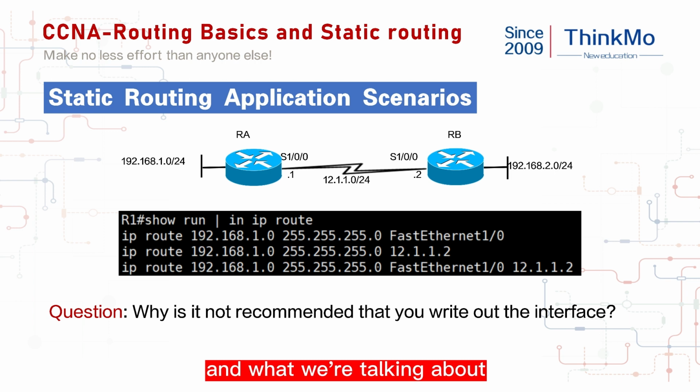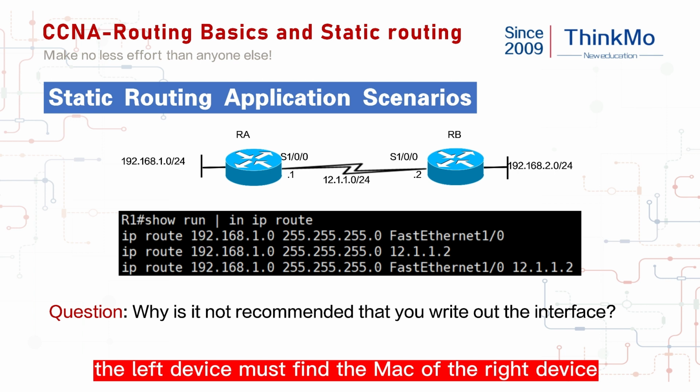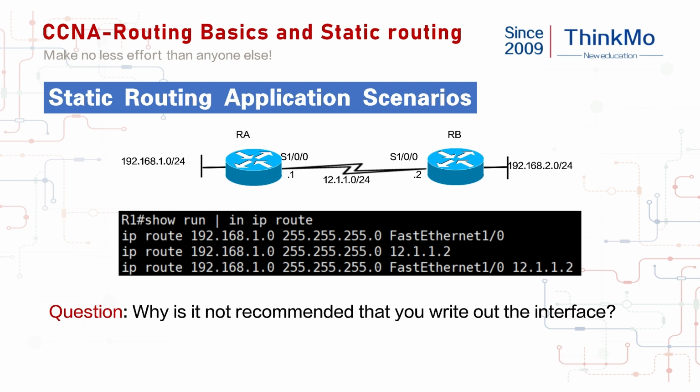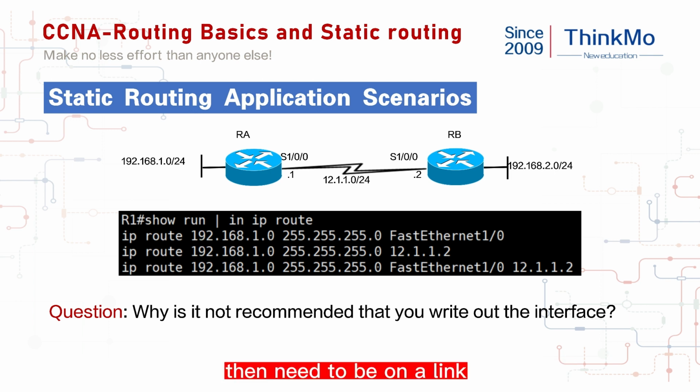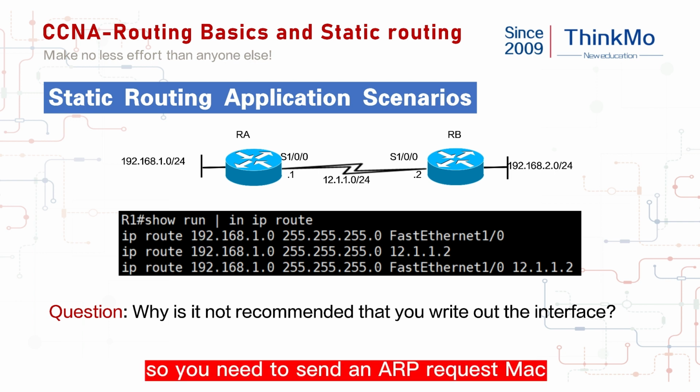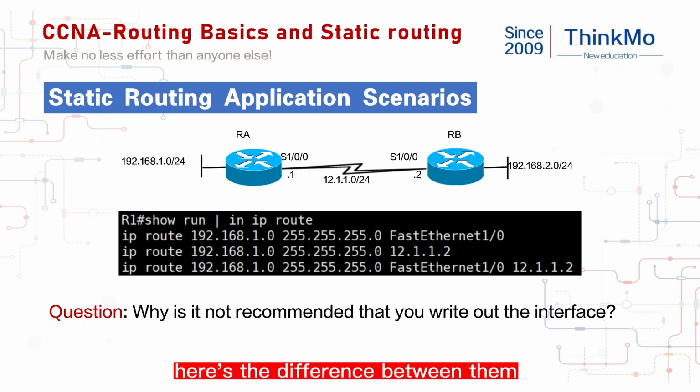And what we're talking about? Networking based on switches. Such Ethernet, that is, LAN networking mode. The left device must find the MAC of the right device. Because there can be multiple devices in a LAN. Then need to, on a link, locate which is this device. So you need to send an ARP request MAC. The point-to-point link does not need to send ARP. Here's the difference between them.